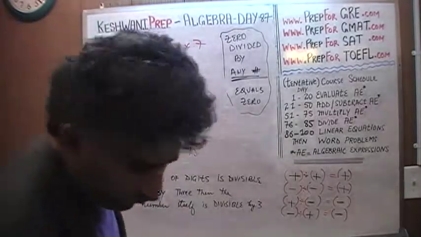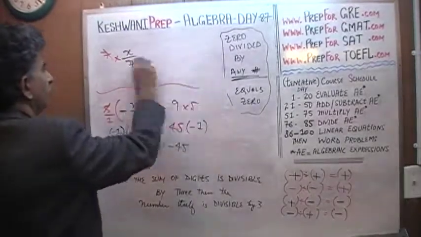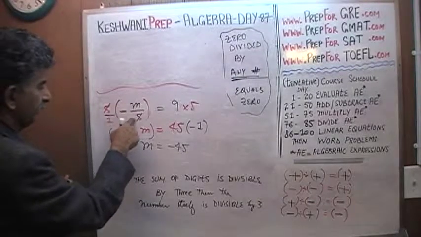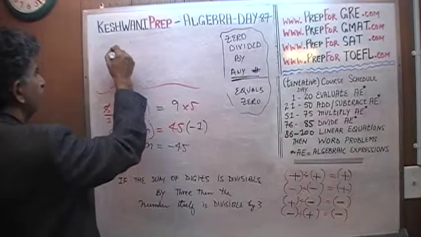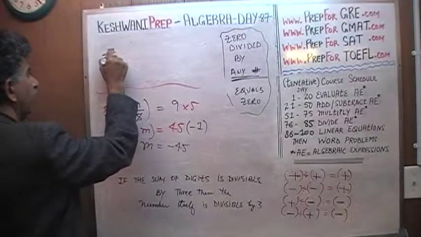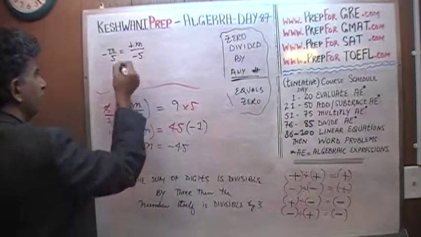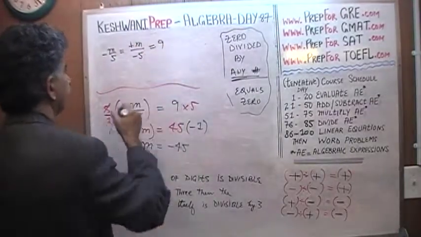Now another way we could have solved the same problem is, I'm going to do it on the top. Instead of putting the negative here, we could have put this negative at the bottom here. Negative m over 5 can be written as m over negative 5. And we are told that that equals 9.